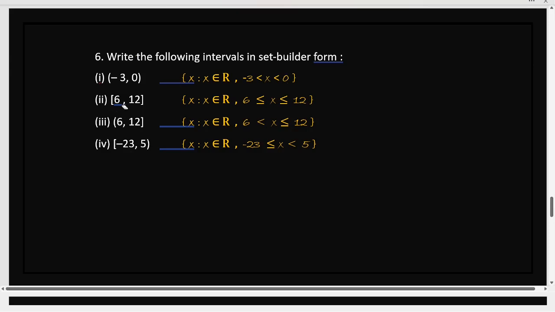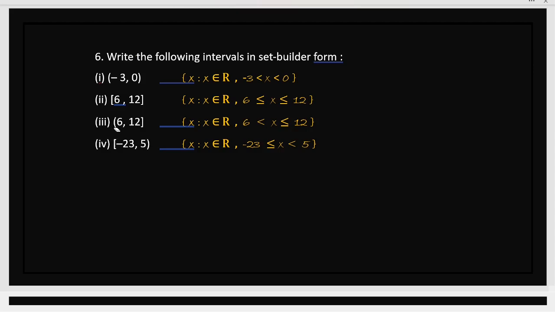Second one is a closed interval. 6 and 12, both points are included. So {x : x belongs to R, 6 ≤ x ≤ 12}. So both are included.